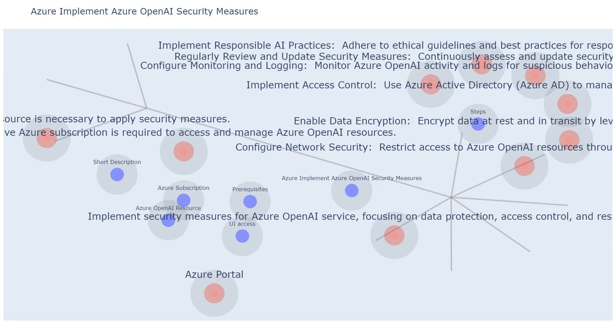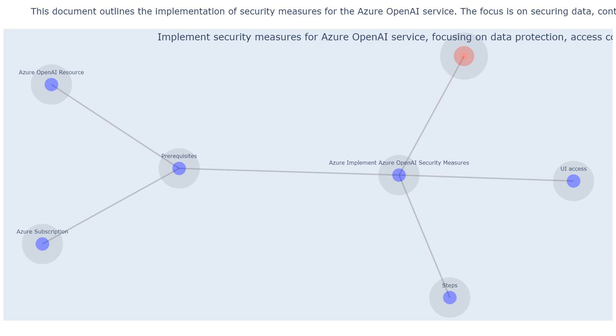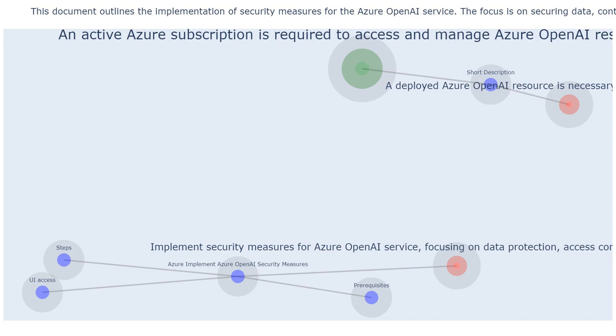This document outlines the implementation of security measures for the Azure OpenAI service. The focus is on securing data, controlling access, and promoting responsible AI usage. Prerequisites: Azure subscription. Short description. An active Azure subscription is required for accessing and managing Azure OpenAI resources. The Azure subscription acts as the central account for managing all Azure services, including Azure OpenAI.